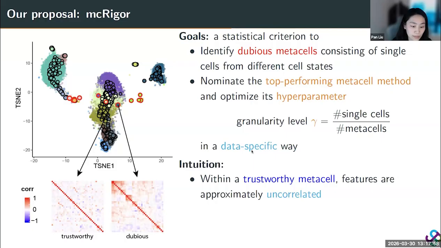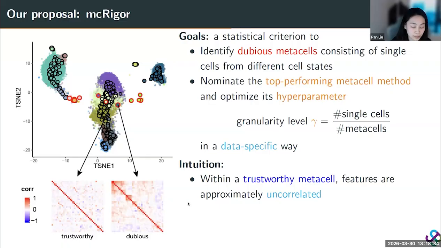At the most basic level, we use the feature correlation matrix as a way to build our criterion. The intuition is that if we look at the cells that constitute a trustworthy metacell, its feature correlation matrix will be nearly diagonal, like the one on the bottom left. But for a dubious metacell, there could be a clear block structure within this correlation matrix. So how much this feature correlation matrix deviates from its identity matrix could be a guide to help us identify the dubious metacells.